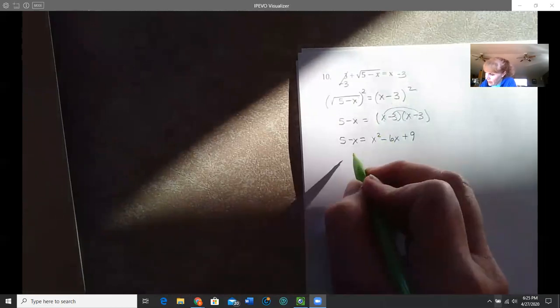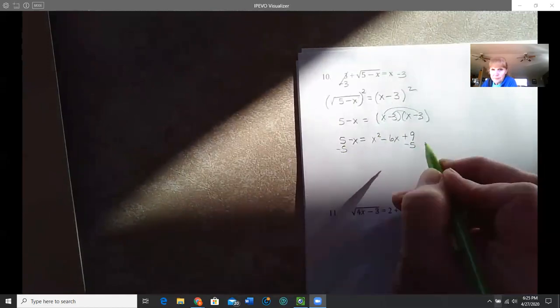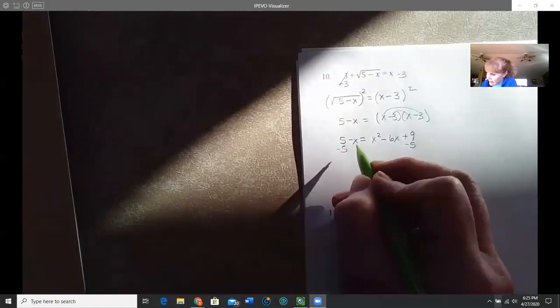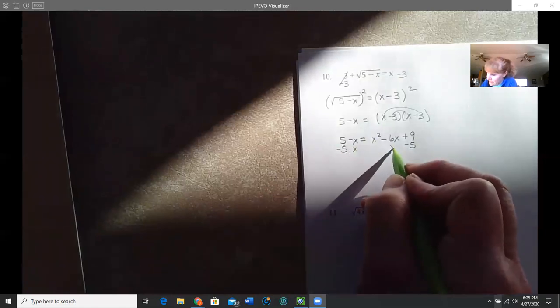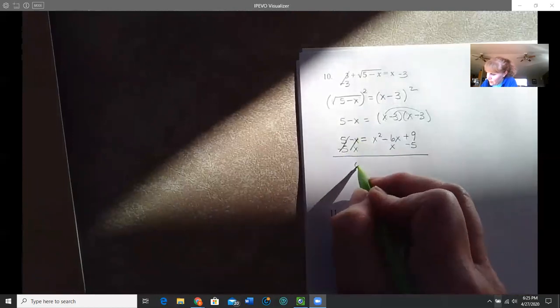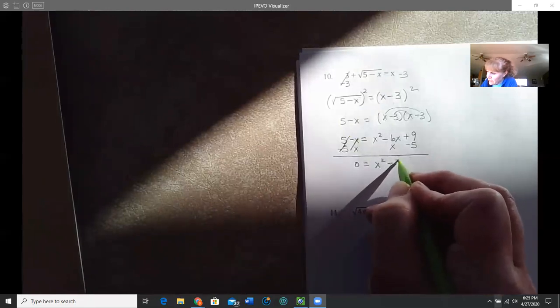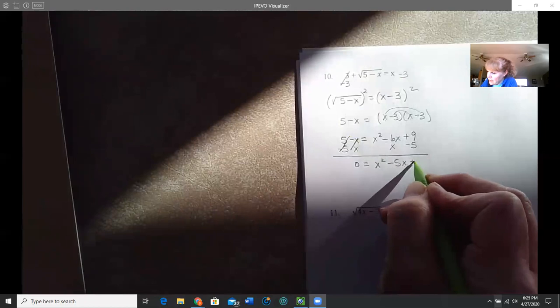So we're going to subtract 5 from both sides. And then we're going to add an x to both sides. So we end up with 0 equaling x squared minus 5x plus 4.